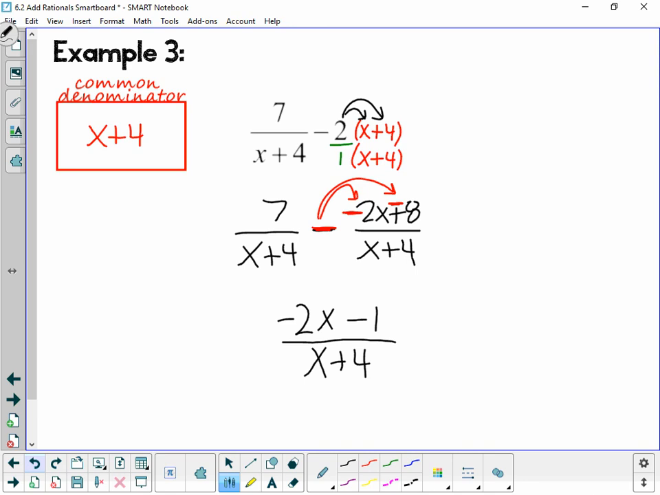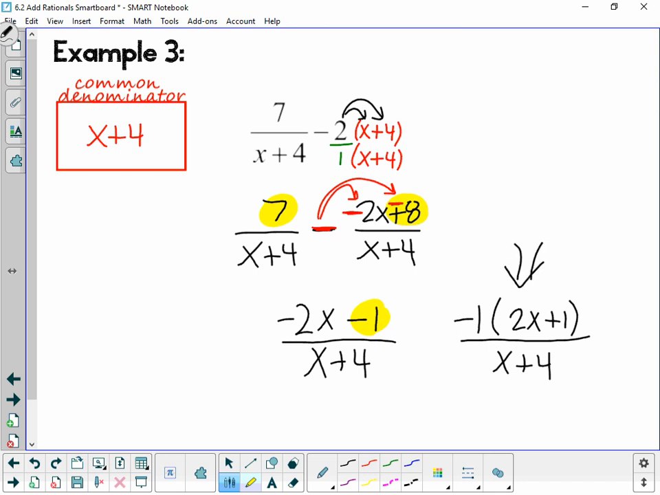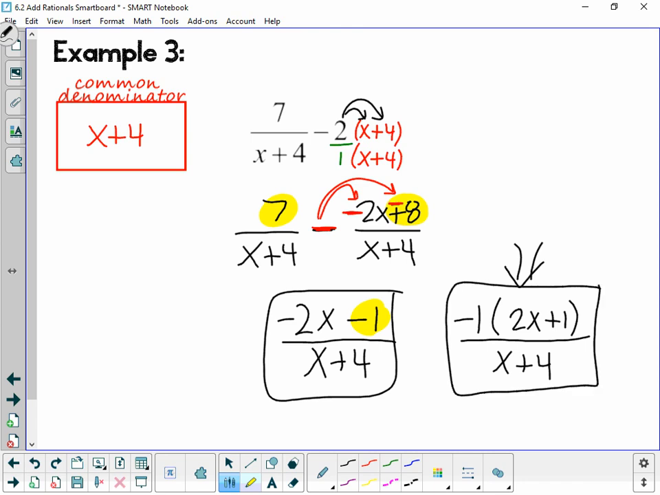Now again, this negative 1 right here came from 7 minus 8. You could, if you want, factor that negative 1 out. It's not necessary, but you can if you want. A lot of times on the answer key for the homework, I have the numerator factored if possible. Your answer is not incorrect if you leave it like this. That's fine, but this is maybe the one that you'll see on the answer key. So don't panic if yours is a little bit off from mine. It's okay.